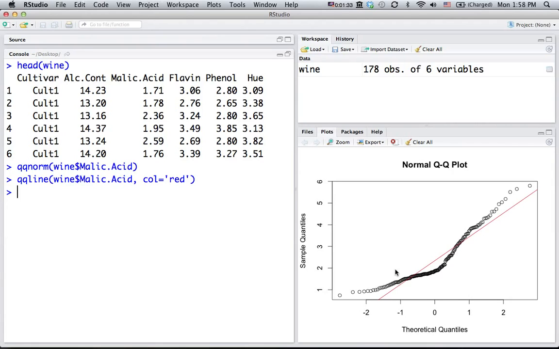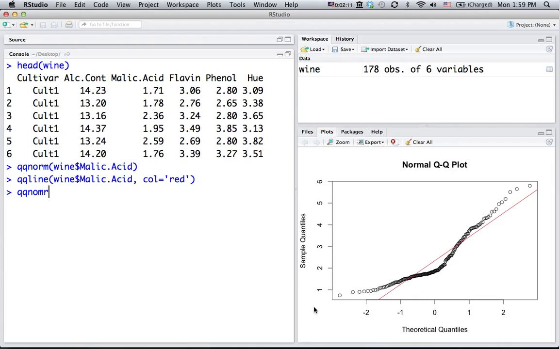So if the distribution were normal, all of our points would lie on this line, which is in fact an x equals y line, where the sample quantiles and the theoretical quantile values would be equal. So since we see almost no points lying along this expected distribution, we can conclude that the distribution of malic acid values is not normal. If we were going to analyze malic acid with various hypothesis tests, then we would want to prefer non-parametric methods. So again, this is not a normal distribution.